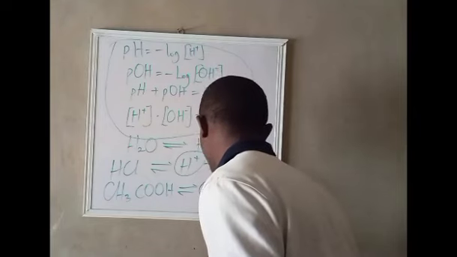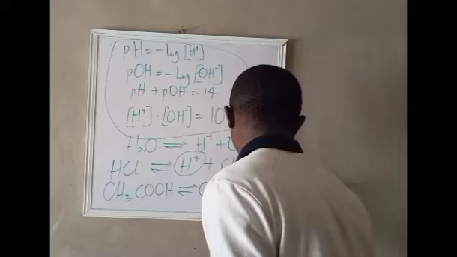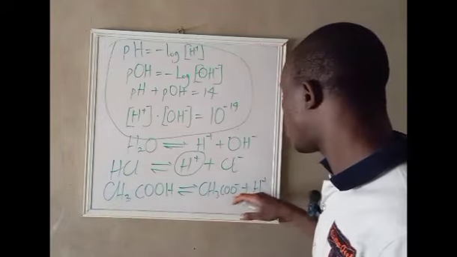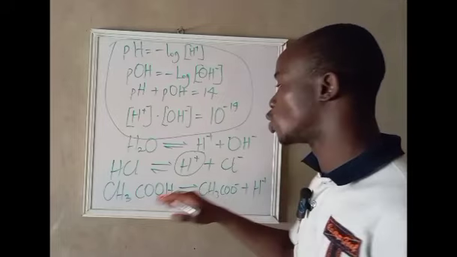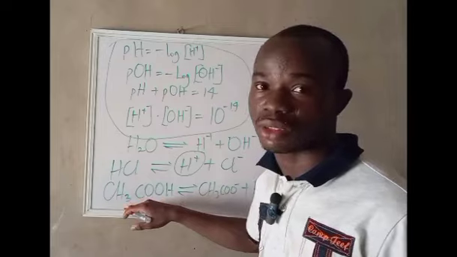So it will also produce CH3COO minus, and we have H plus. But in the case of this, not all the H plus that was supposed to be produced will be released from this particular substance.